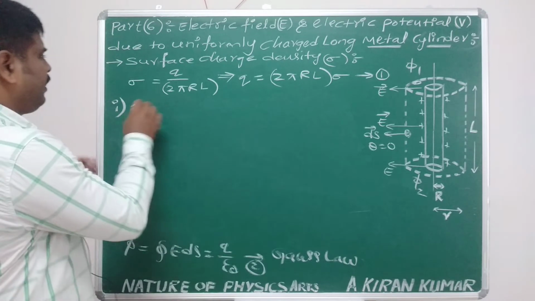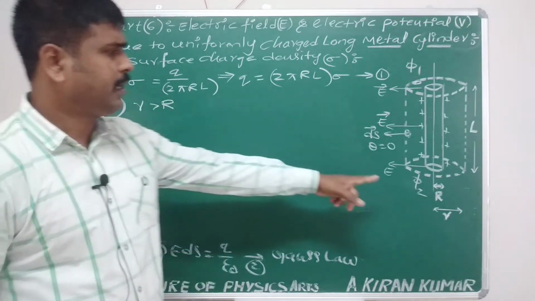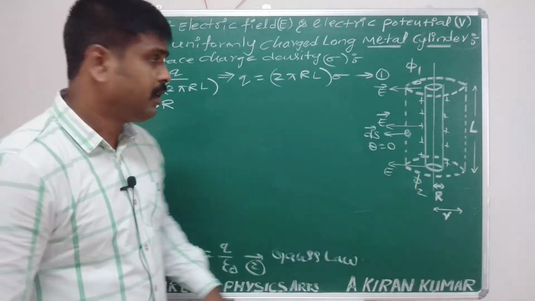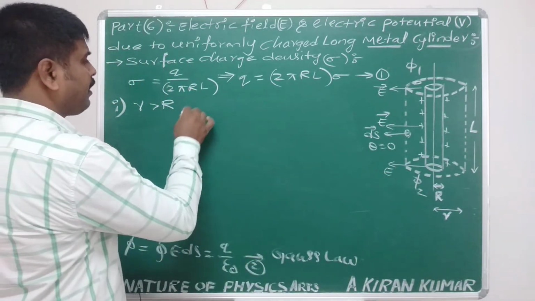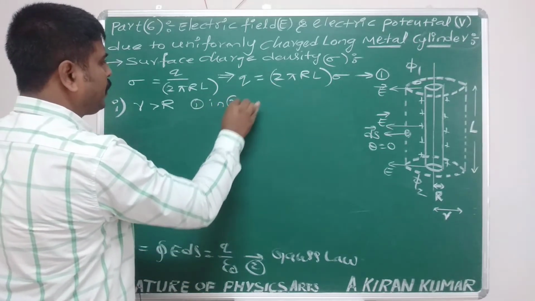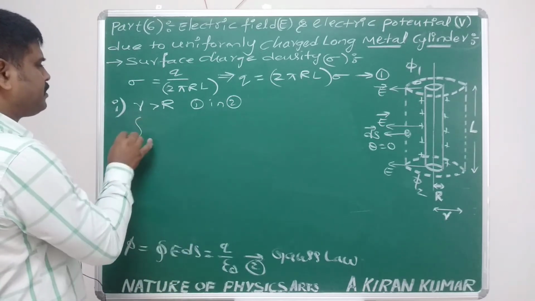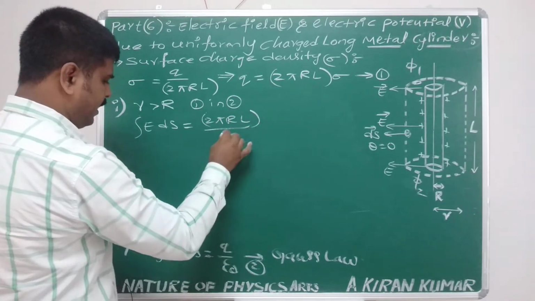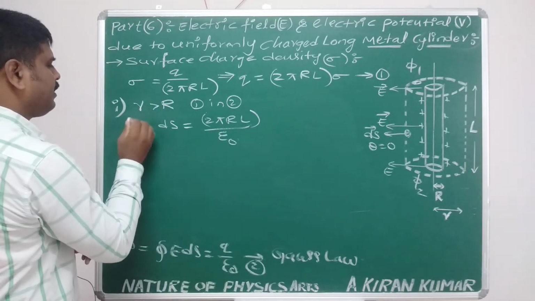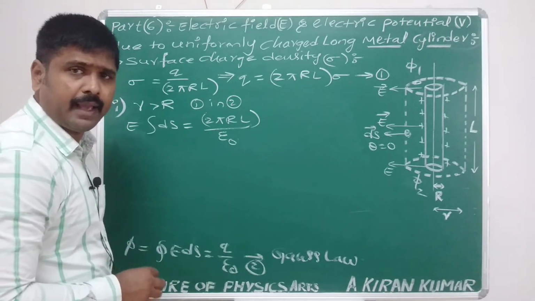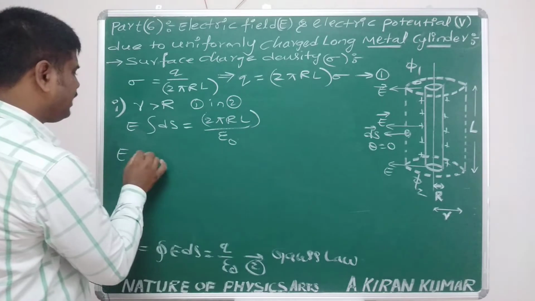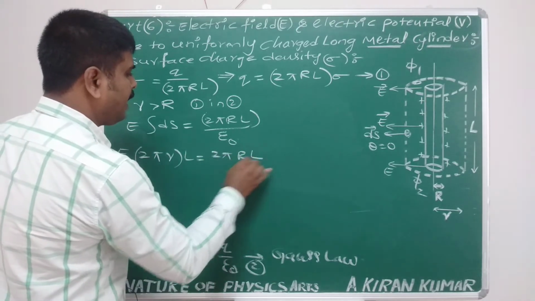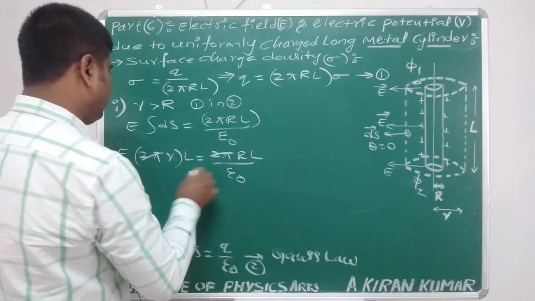Continuing, first take small r greater than capital R. Clearly, capital R is the radius of the cylinder and small r is the radius of the Gaussian cylinder. Substituting equation 1 in equation 2, the resultant equation is the closed integral of E ds equal to 2 pi r L divided by epsilon naught. So we can write E into the integral of ds, which is the Gaussian cylinder surface S, that is 2 pi r into L, equal to 2 pi r L sigma divided by epsilon naught. The 2 pi cancels, and L cancels.